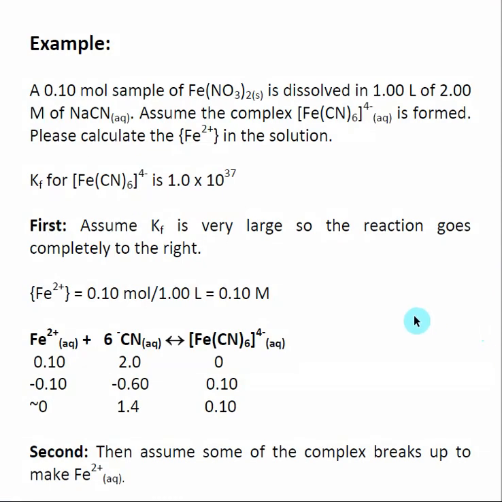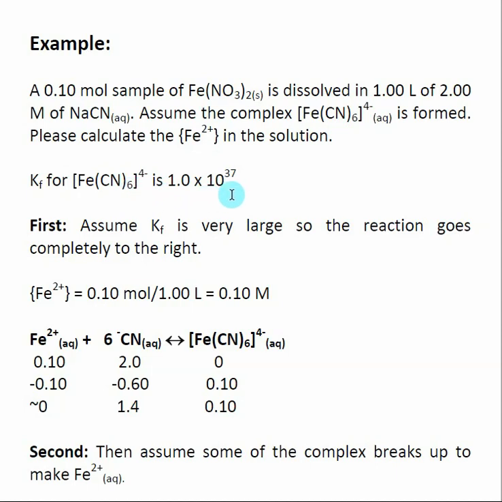Let's look at an example of how we calculate the solubility of a complex in solution. So here I'm giving you an initial amount of Fe2+ in the form of iron(II) nitrate. Also, I'm giving you an initial amount of cyanide, CN-, in the form of sodium cyanide. We know that these two come together to form a complex given here. And really what we're asking for in this question is, after we form this complex, how much Fe2+ will remain in solution. Here I've given you K sub f for our complex.